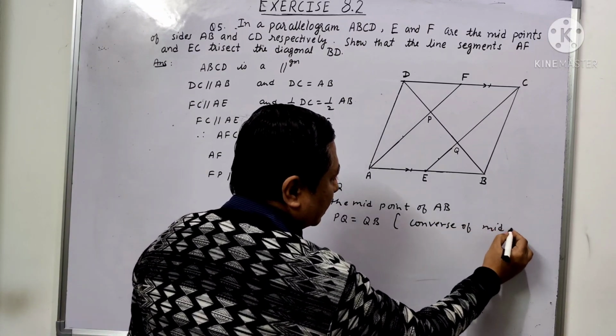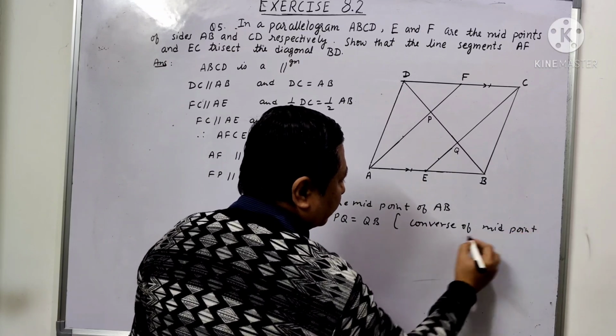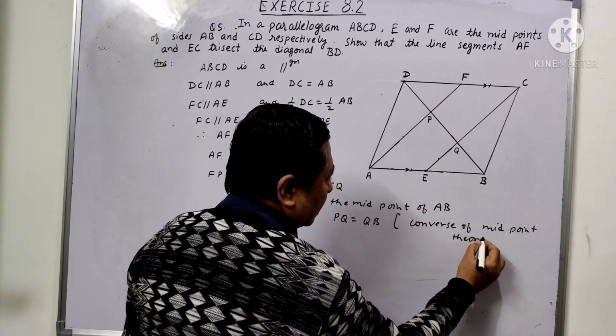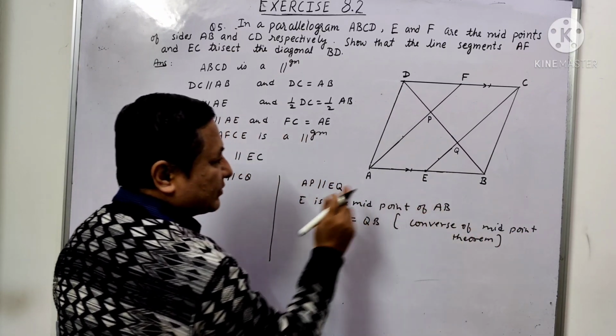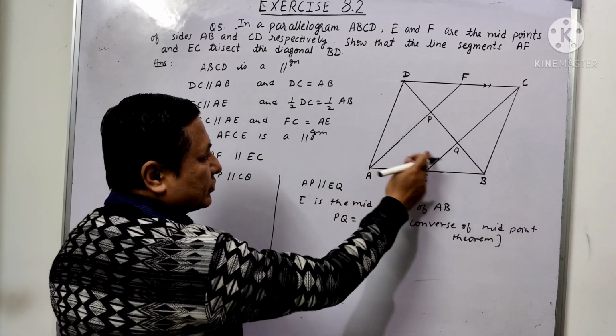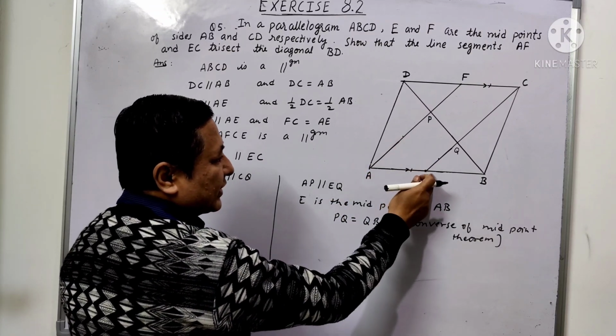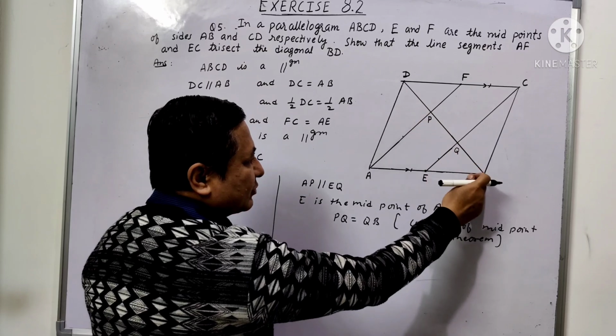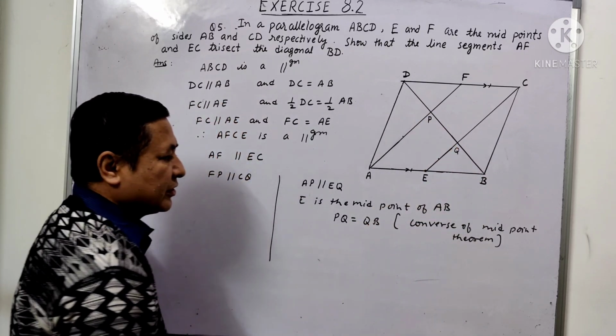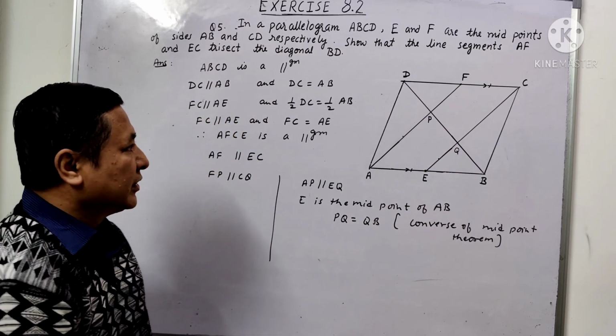Converse of midpoint theorem. Now E is the midpoint here and EQ is parallel to AP, so the line segment EQ will divide PB into two equal parts. Therefore PQ is equal to QB.